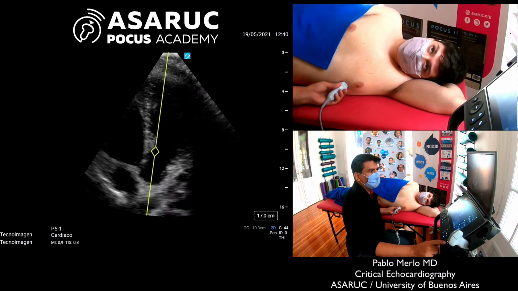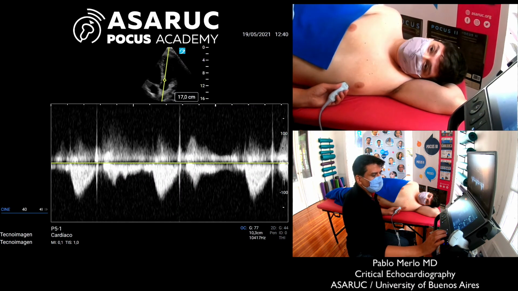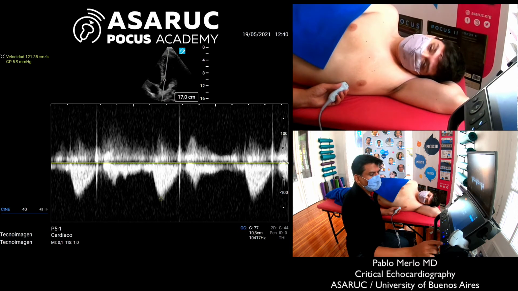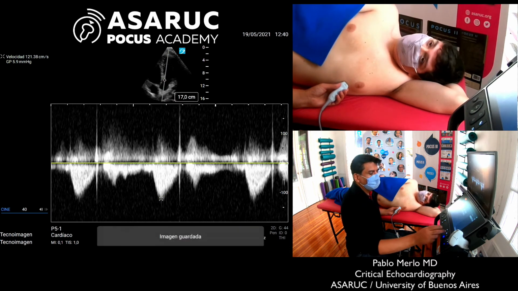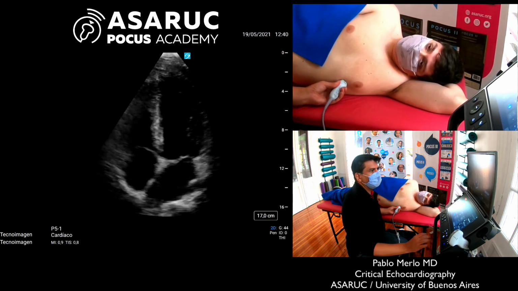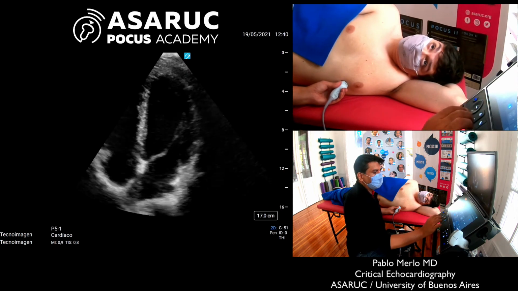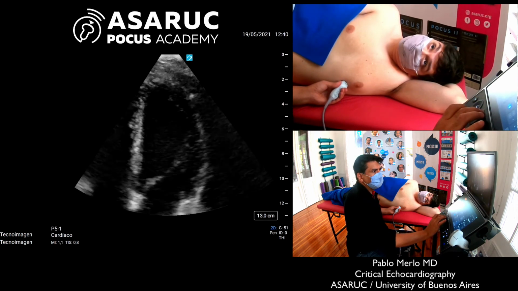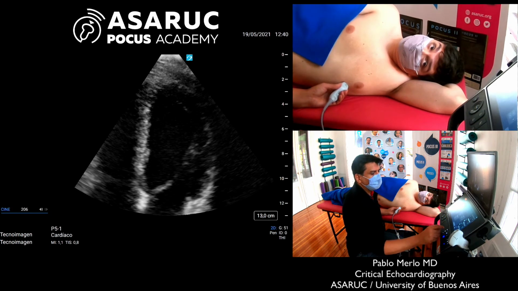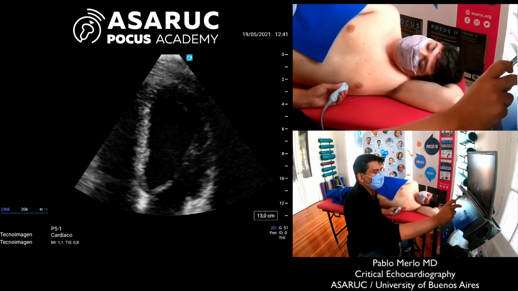If we apply continuous wave Doppler with the same view, we can get the flow velocity across the aortic valve, which in this case is normal, less than 1.5 meters per second. In some patients, it will enable us to identify aortic valve stenosis very quickly, as this velocity will exceed 3 meters per second.